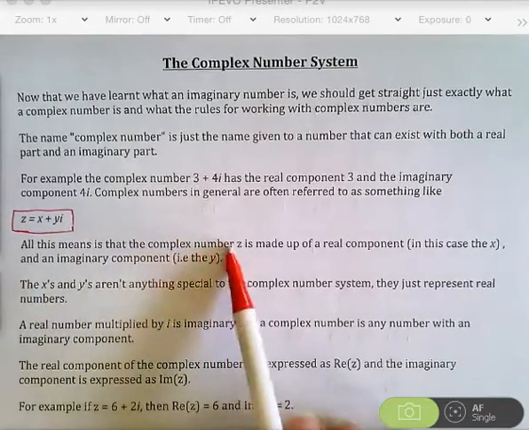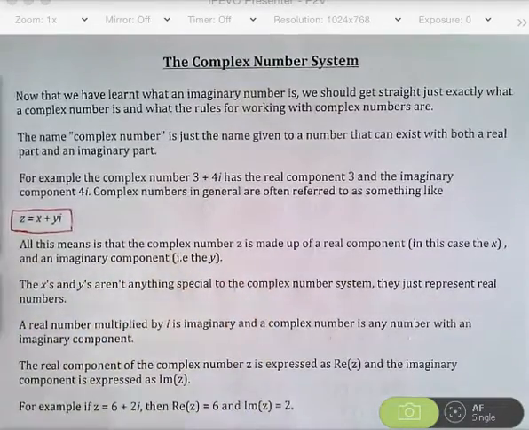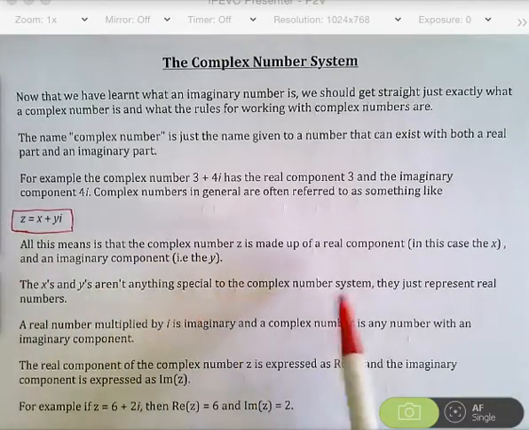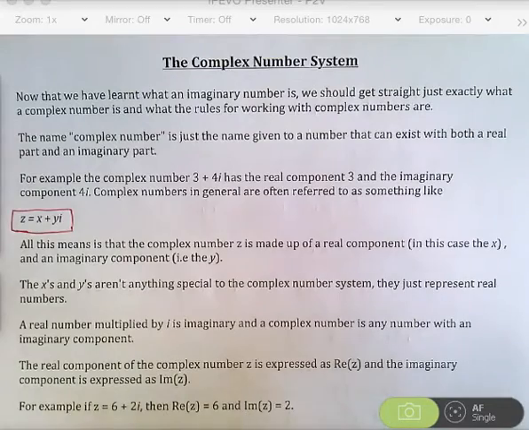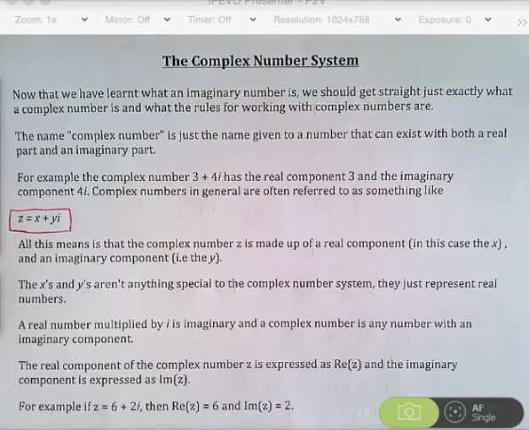All this means is that the complex number z is made up of the real component, in this case the x, and the imaginary component, in this case the y. Well, I suppose it's yi. But the x's and the y's aren't anything special, but please be careful, x and y must be real numbers, okay? So they can be something like the square root of 5, that's a real number. They can be fractions. Remember, a real number can be a whole number, a fraction, or a cube root of something, or pi or something, as long as it's real, anything but imaginary.